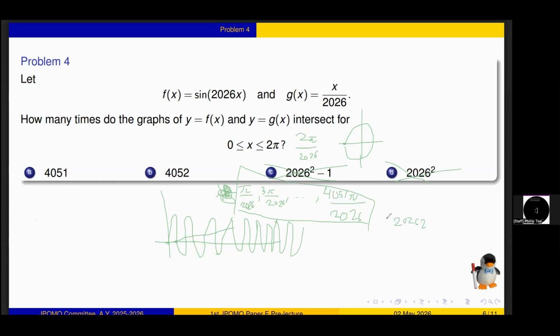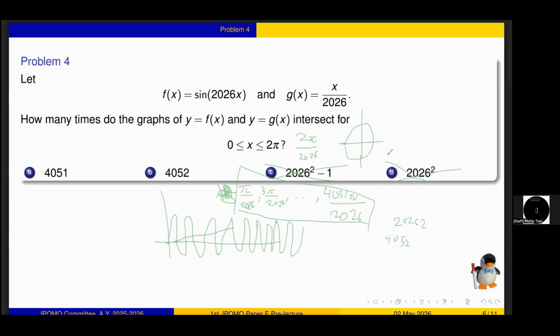And so there are at least 4052 points, because since there are 2026 indicators and there's always 2 points before the previous indicator, there must be at least 4052 points. But now, how do we know that there aren't any more points besides that?